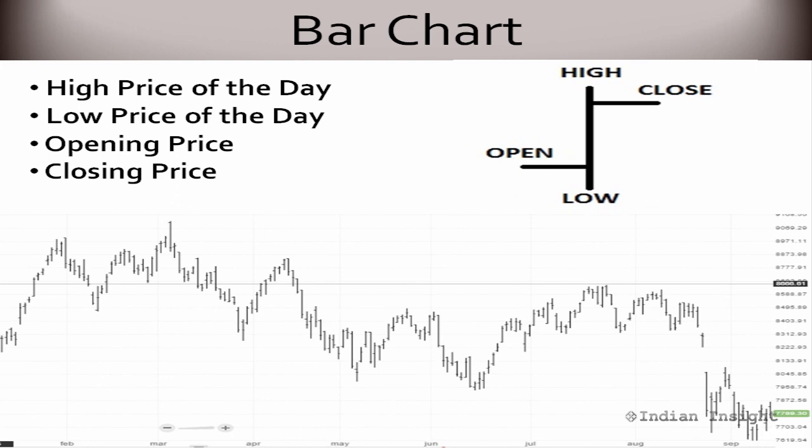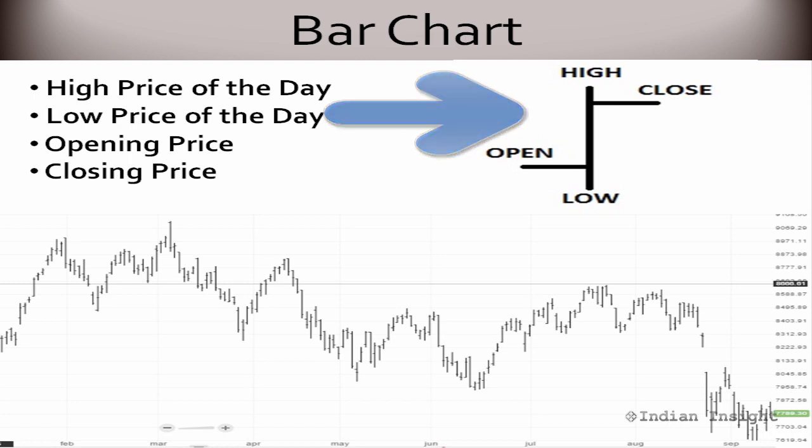Next, let's look at another chart type, which is the bar chart. In the case of the line chart, you saw that there was just one data point for every time interval. Essentially, you plotted the closing price of the security on each day to arrive at the line chart. But in the case of the bar chart, there are 4 price points that are captured for each day. These price points are the high price of the day, the low price of the day, the opening price, and the closing price. The bar chart notation is shown here.